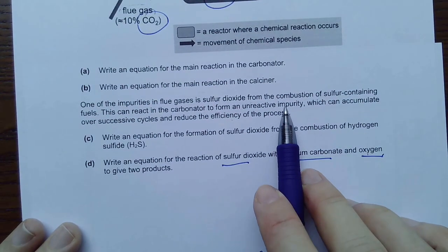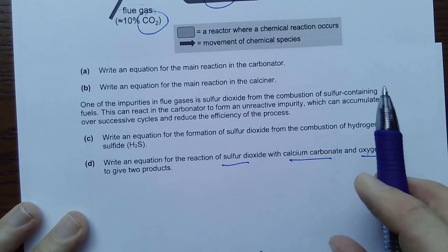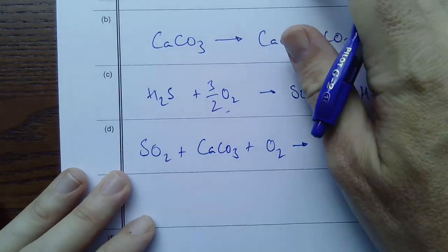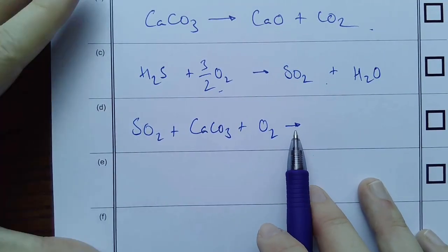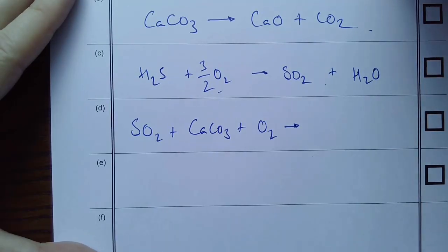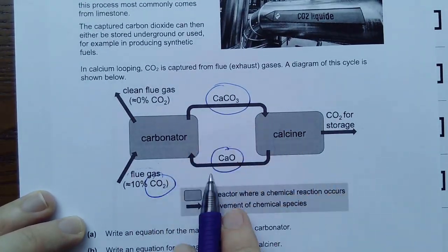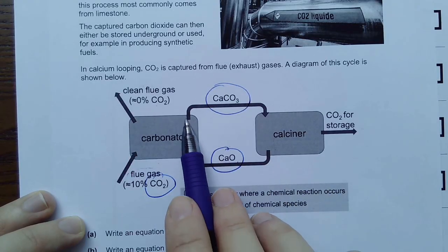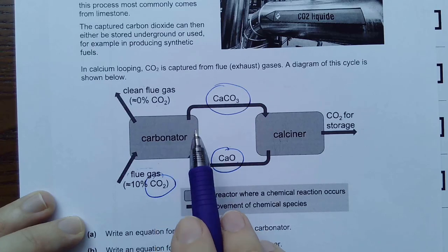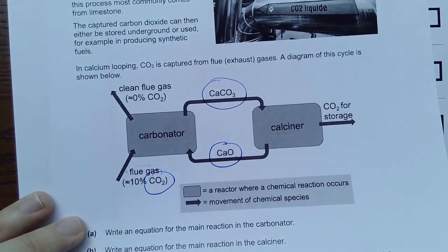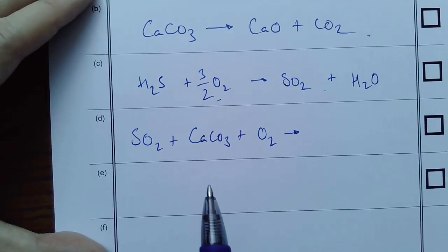I know that one of them is going to be an unreactive impurity. And looking at this, it's going to be a calcium salt that is going to mess up my process, because the calcium carbonate is being recycled. I make calcium carbonate, then I make calcium oxide, then I make calcium carbonate, then I make calcium oxide. If I make another calcium salt, it's going to mess it up. So what other calcium salts do I know that I can make from here?